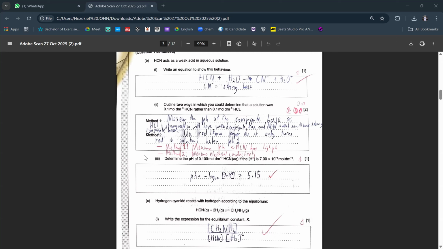Understood this part, right? See, determine the pH of 0.1 mole per decimeter cube, if the H plus ion concentration is this. They've already told you, so this is the negative log of this. So write an expression for Kc. Wonderfully done. So this is the question you'll be getting. Thank you.